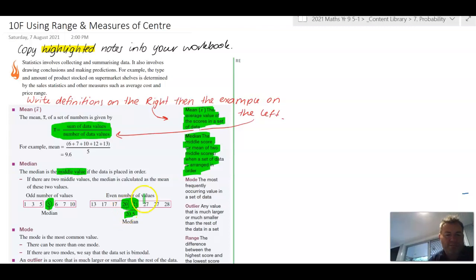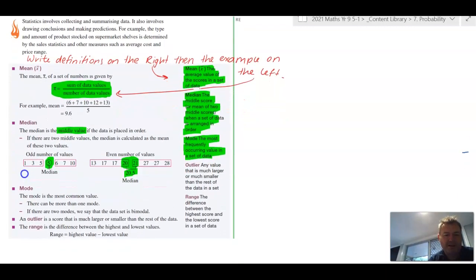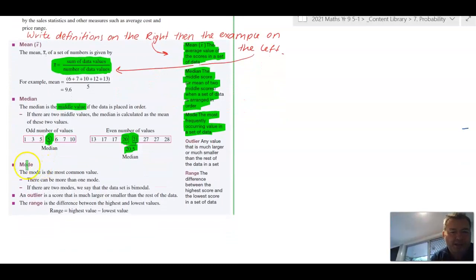The next one is the mode. The mode is the most common, the most frequently occurring value in the set of data. It's a pretty simple one to remember: mode means most. Mode is the most common value. There can be more than one mode. If there are two modes, for example, we say it's bimodal.